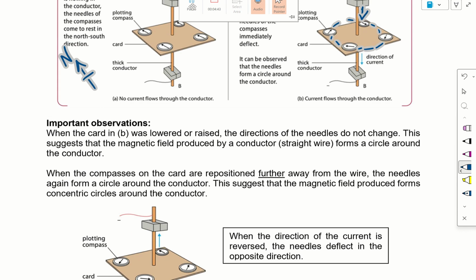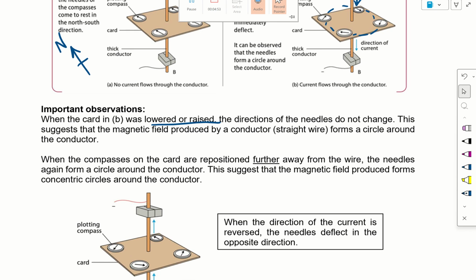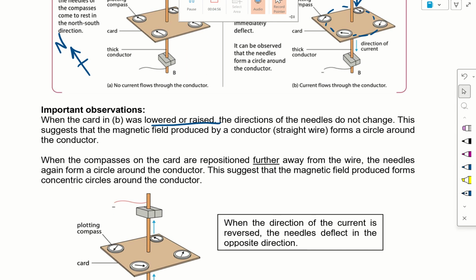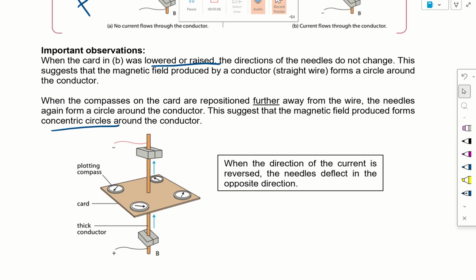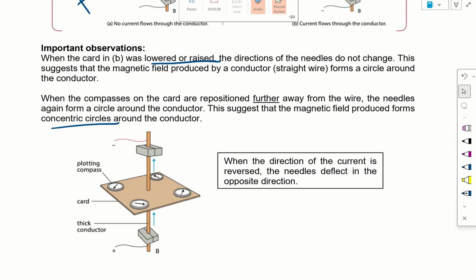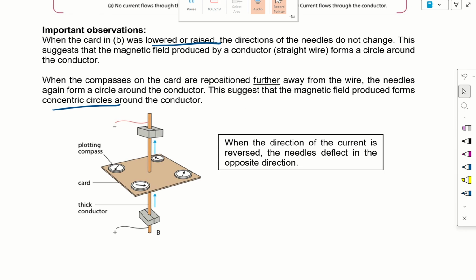When the card was lowered or raised, the direction of the needles does not change. This suggests that the magnetic field produced by a conductor forms circles around the conductor. When the compasses on the card are repositioned further away, the needles again form circles. So this suggests that the magnetic field forms concentric circles around the conductor. The direction doesn't change. But of course, with one set of four compasses, we are not able to see the strength of the magnetic field. However, when the direction of the current is reversed, the needles deflect in the opposite direction.